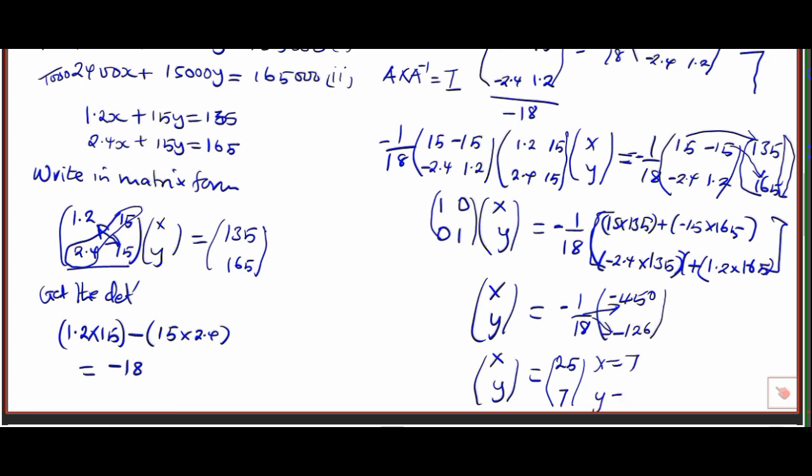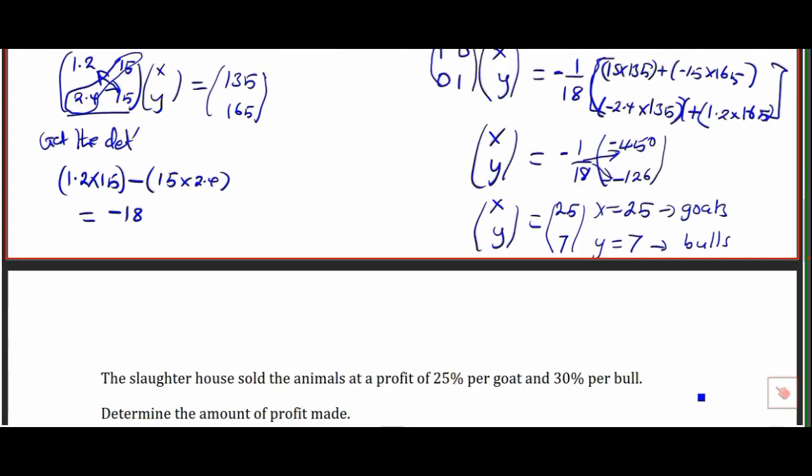So it means our x is 7 and our y is, no, x is not 7 but 25. You just pick the corresponding values. This is 25 and y is 7. So it means the number of goats that were bought were 25 goats, and the number of bulls were 7 bulls. So this is how you solve such a problem using the matrix method.